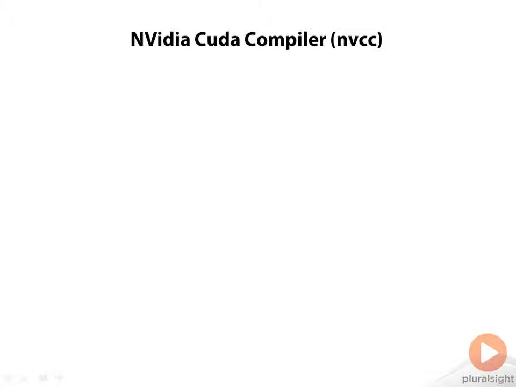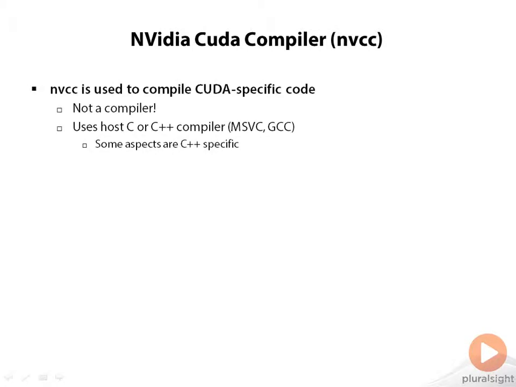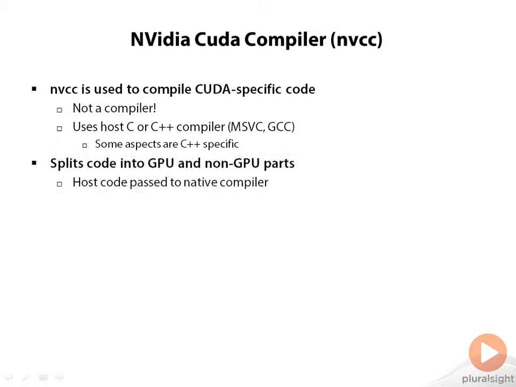So let's talk about the NVIDIA CUDA compiler. This is what you would actually use to compile CUDA C applications, but it's not really a compiler. It's more of a wrapper around your host compiler. And what NVCC does is it effectively splits your code into different parts for GPU and CPU execution.